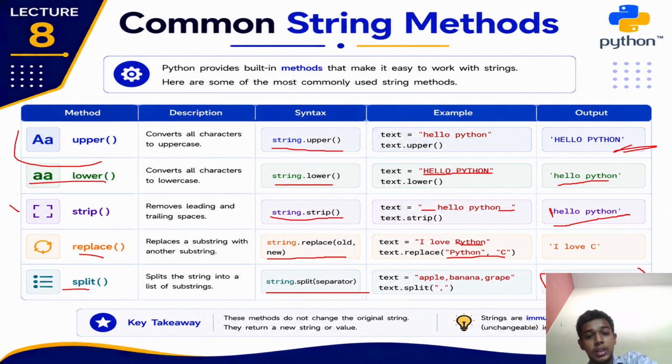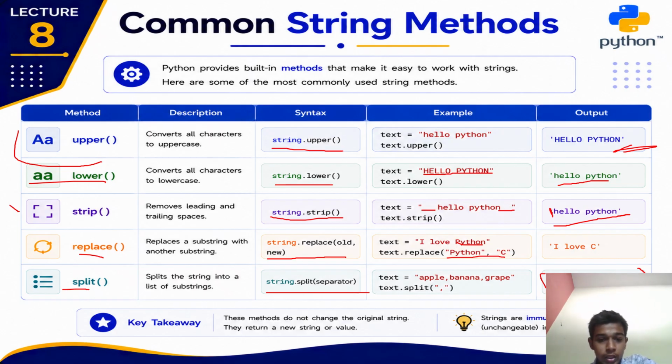Replace replaces one word with another. Split divides a string into multiple parts. A very important thing to remember is that strings in Python are immutable. That means the methods do not change the original strings. Instead, they return a new string or a new value. If you want to keep the result, you should assign it to a variable.